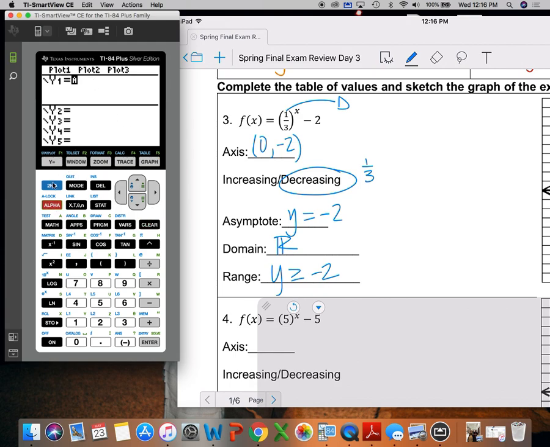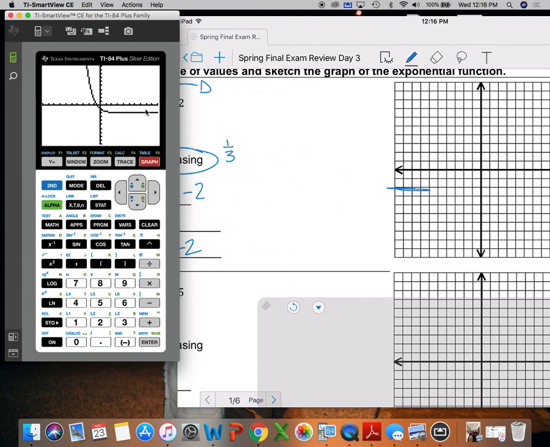Again, if you're not sure, you can plug this in exactly like you see it. We have 1/3 raised to the x, and then a -2 afterwards, so we can see what it looks like. We can see it's coming down and stopping down there at that asymptote at -2. So my asymptote at -2 goes across like so.